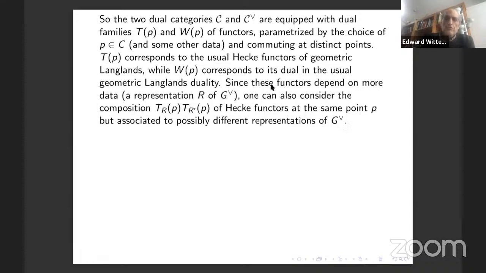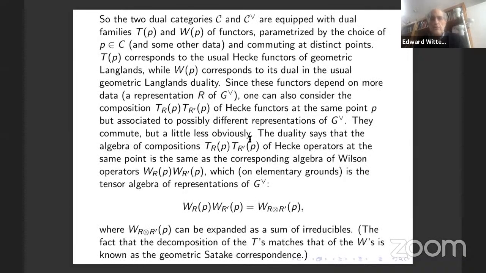These functors actually depend on more data, namely a representation of the dual group. So you can also consider compositions at the same point P of operators associated to different representations of the dual group. And they again commute, but a little less obviously. The duality says that the algebra of compositions of the Hecke operators should match the algebra of composition of the Wilson operators, which on elementary grounds is the tensor product of representations of the dual group.